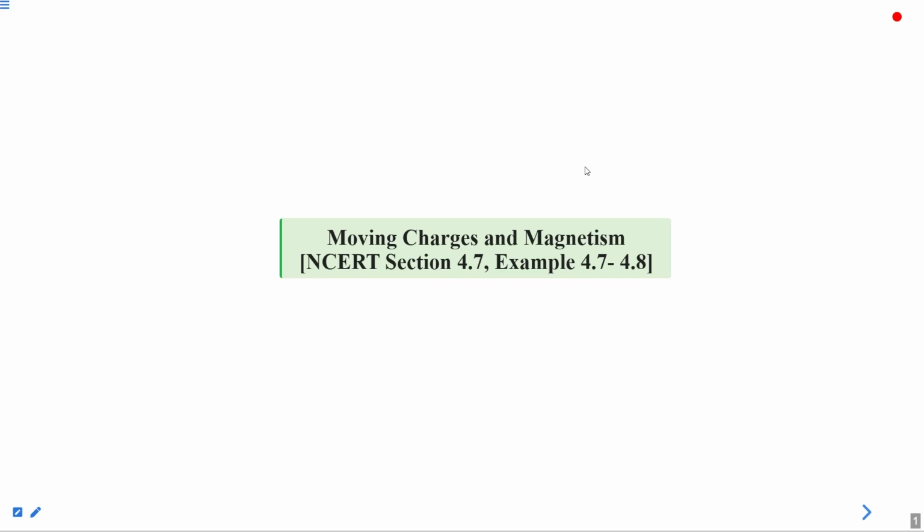Hello students, the topic that we are going to discuss today is moving charges and magnetism, NCERT section 4.7 and examples 4.7 to 4.8.